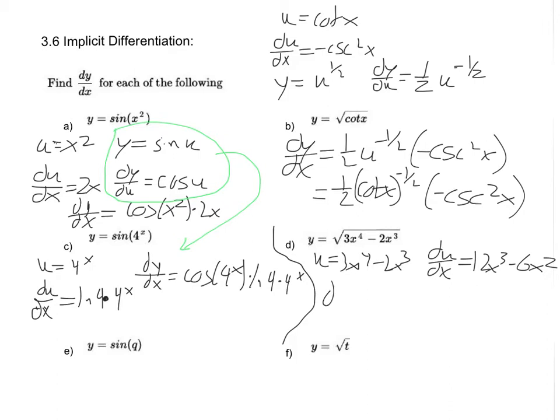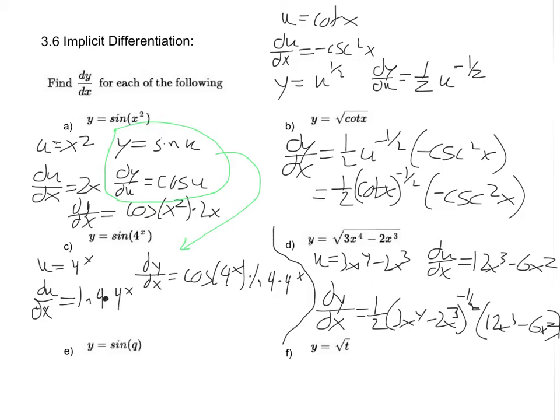So my derivative should be 1/2. Now u to the negative 1/2, yes, but this time u is 3x to the 4th minus 2x cubed to the negative 1/2. And then instead of multiplying by negative cosecant squared, I multiply by 12x cubed minus 6x squared. And this is all of this, noticing this pattern.